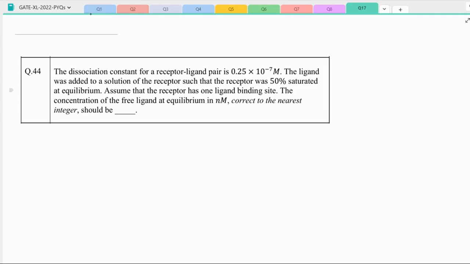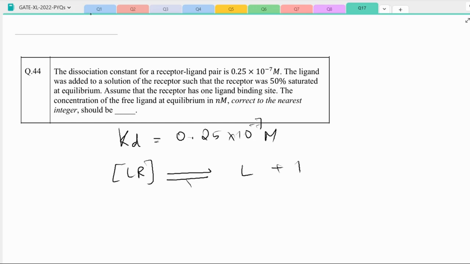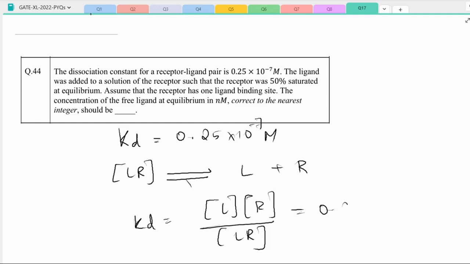First of all, they have given the dissociation constant. I am writing it as Kd, which is equal to 0.25 into 10 power minus 7 molar. When you talk about dissociation constant, you have to talk about the receptor ligand complex dissociating into ligand plus receptor. So this Kd is given by the formula, of course, the products by reactant, that is ligand into receptor by the complex LR, which is 0.25 into 10 power minus 7.